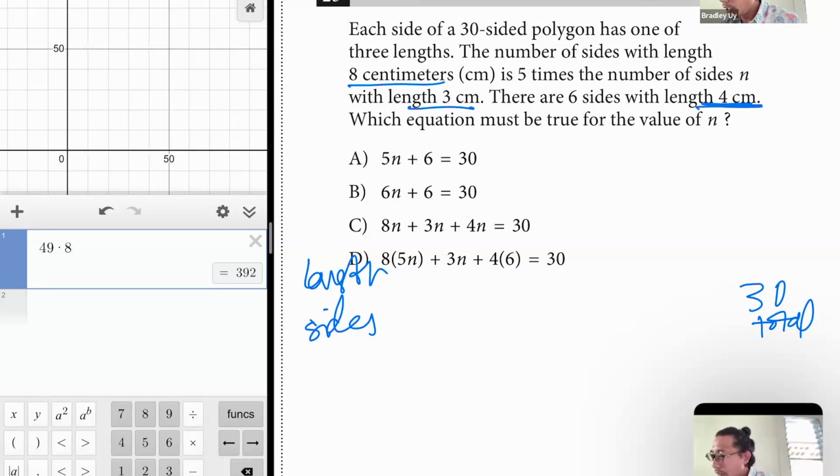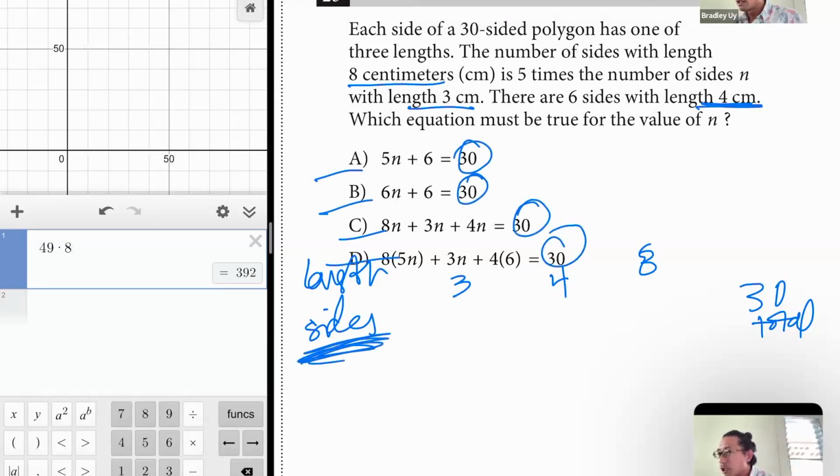So let's say I have lengths of 3, 4, and 8. I want to know how many sides there are. Now, how would I know that? Well, I wouldn't really, but please note, if you look at these equations, it's all 30. 30 is the number of sides. So what we're trying to do is build an equation with sides. The number of sides with a length of 8 is 5 times the number of sides n with length 3. We might come back to that.